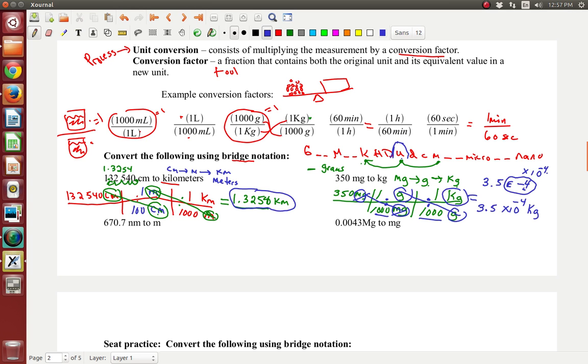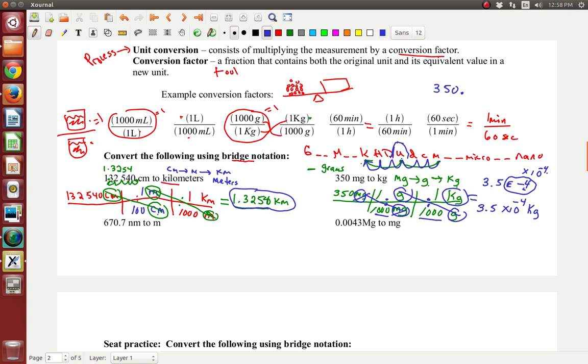All right, so now I'm going to use my giga space space, mega space space, King Henry drank ugly dark chocolate milk, space space, micro, space space, nano. I'm going to use that to check my work. I'm going to put it up here because I'm running out of space. So 350. Here's where the decimal would go. How many places do I need to move it? Well, going from milligram to kilogram, I'd go 1, 2, 3, 4, 5, 6 spaces to the left.